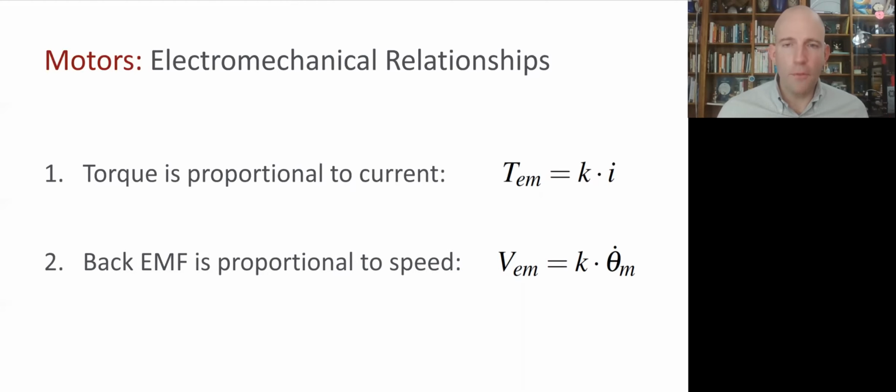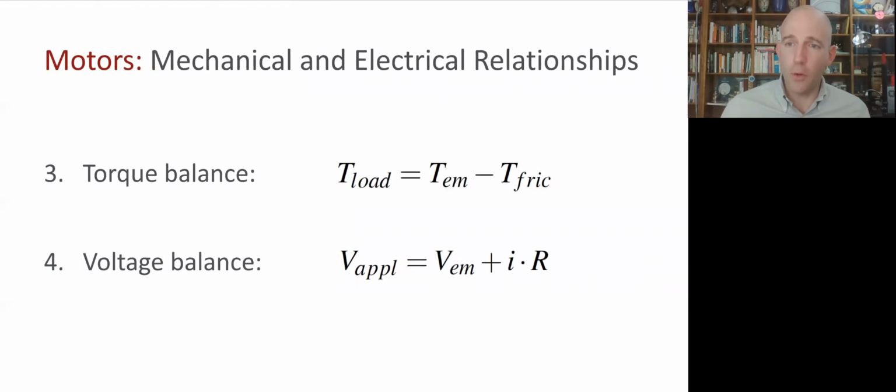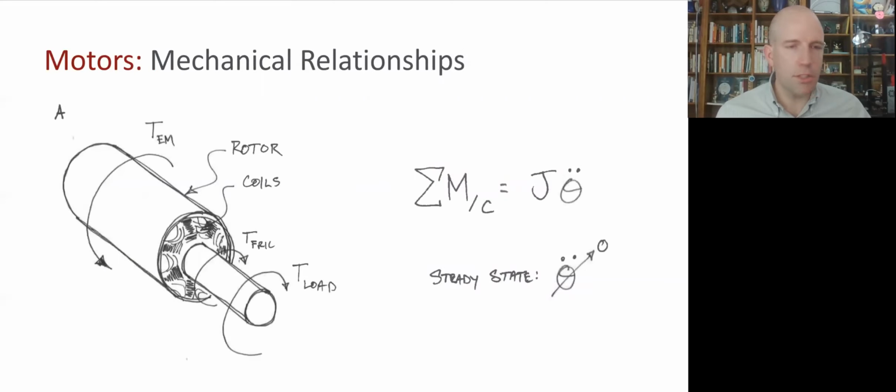Now, there are two other relationships that will come in handy. These should be familiar, and we could derive them on our own. One is entirely in the mechanical domain, and one is entirely in the electrical domain. And so we have this torque balance: the load torque is equal to the electromechanical torque minus the friction torque. And the applied voltage is equal to this electromechanical voltage plus this IR term, this resistance voltage drop. And let's look at the mechanical relationships first.